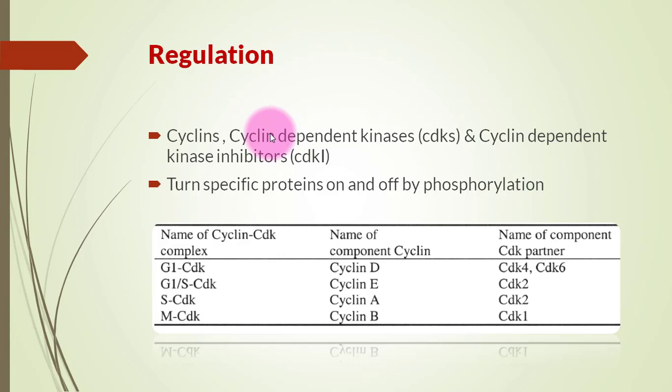The cyclin-dependent kinases are actually serine threonine protein kinases. We have 8 cyclins and 9 cyclin-dependent kinases known by today, and they are, as I said, serine threonine kinase type of proteins. They turn specific proteins on and off by phosphorylation. So the kinase activity is transferring the phosphate group, phosphorylation of certain proteins to turn them on and off.